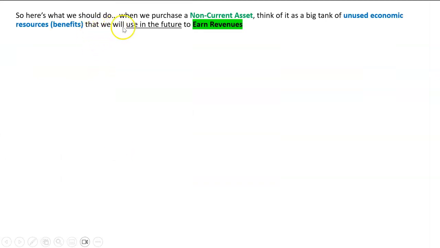So here's what we're going to do. When we purchase a non-current asset, we're going to think of it as a big tank of unused economic resources or benefits, kind of like when we prepaid an expense. And what we're going to do is use those economic resources in the future to earn revenues.